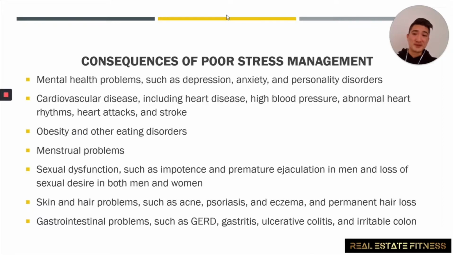Prolonged poor stress management can lead to skin and hair problems such as acne, eczema, and permanent hair loss. And it could also lead to gastrointestinal problems such as GERD, gastritis, etc.